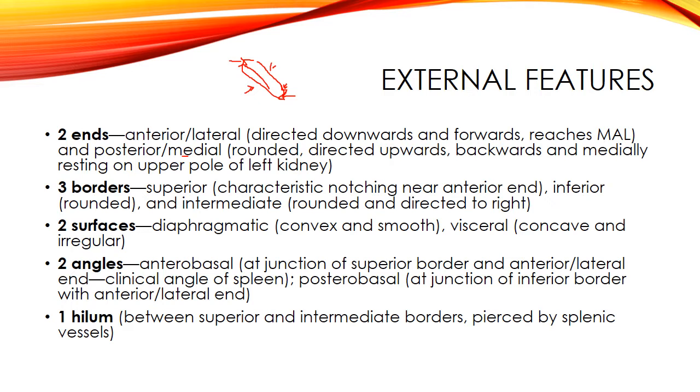This surface is convex and smooth, because it is covered with the diaphragm. And then there is another surface known as the visceral surface, and this visceral surface is concave and irregular. Why is it irregular? Because it is related to the various viscera which are present inside the abdominal cavity, as we will see in just a minute.